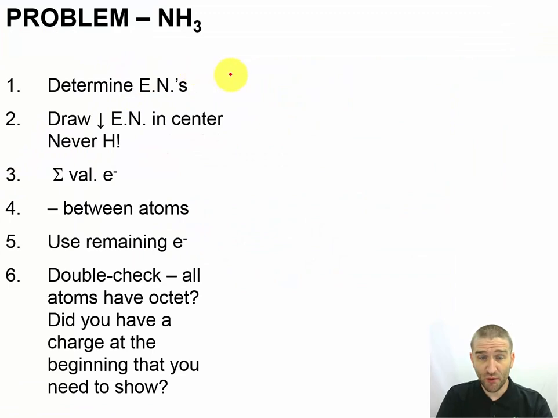So let's come back over. We've determined our electronegativities. Nitrogen is the big one. That means nitrogen doesn't go in the middle, except hydrogen can never be in the middle. Since the only remaining atom is nitrogen, we have to draw nitrogen as being in the center. I'll go ahead and put my hydrogens around it.